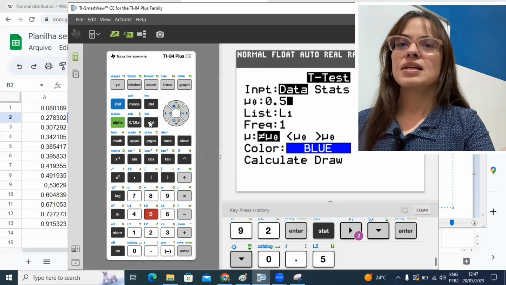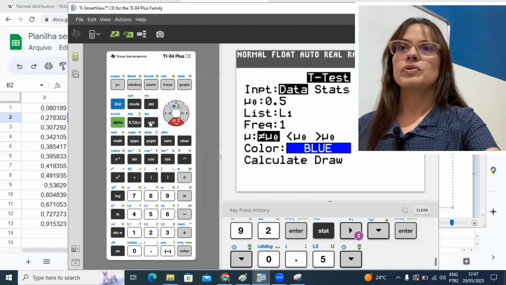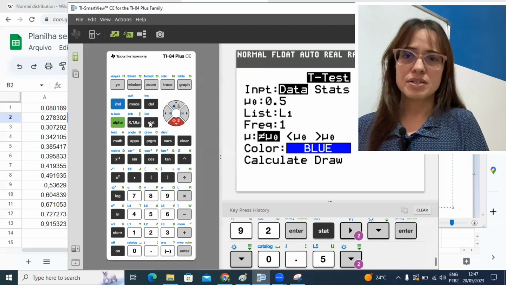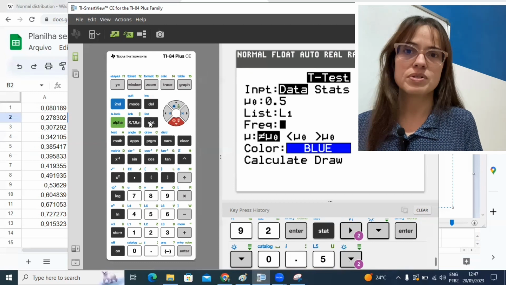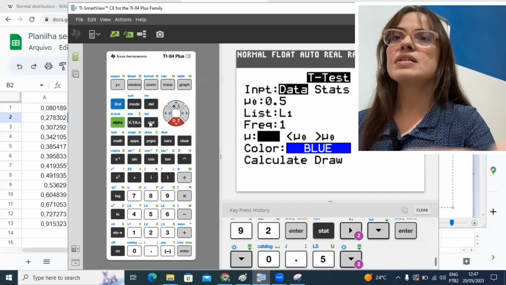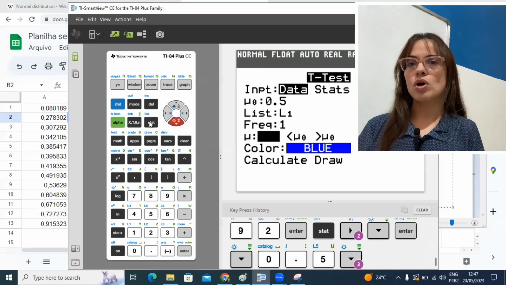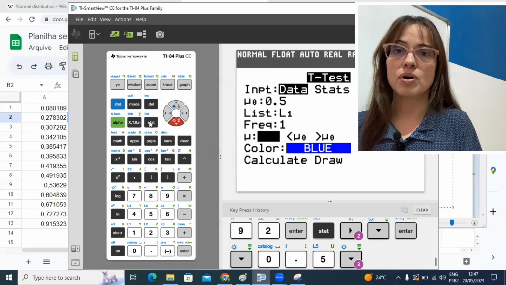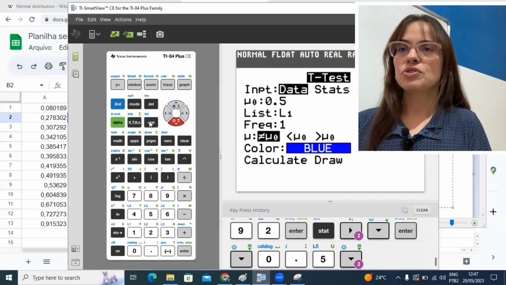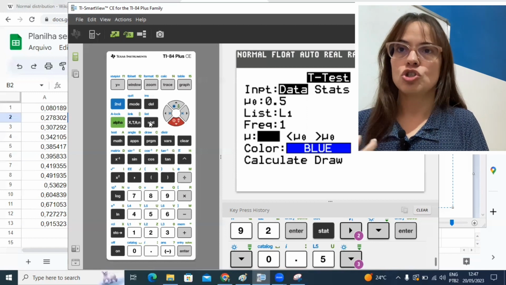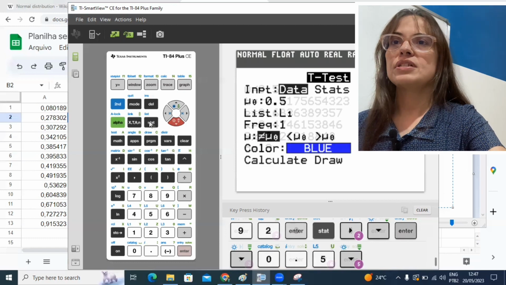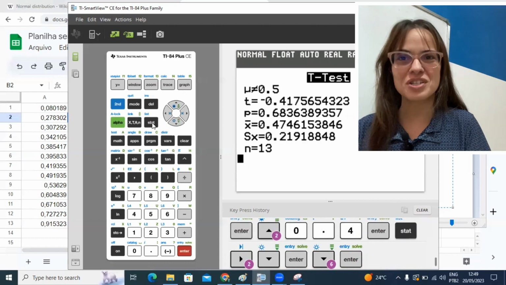So the list that the data is coming from is L1 where I typed it. Frequency is just one because I'm not using a second list as a frequency table, which you might be in your example. And then this line decides what the alternative hypothesis is. As I was mentioning, I'm going to leave it right here because my alternative hypothesis is just that it's not equal to 0.5. And then I'm going to go down to calculate.